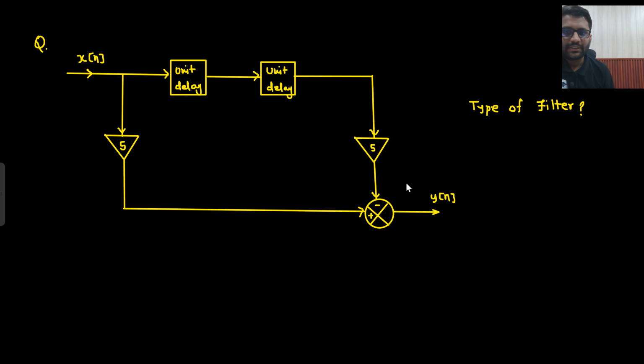Very simple question. Basically a block diagram is given. So how to read this block diagram? X of n is there. So x of n will come here. It will be multiplied with 5. So what will you get here? 5x of n. X of n will be multiplied with 5.